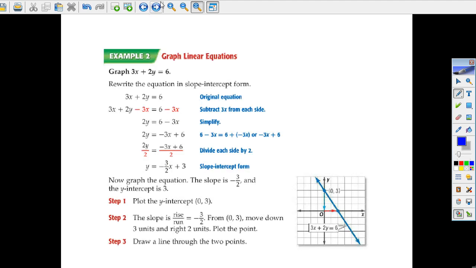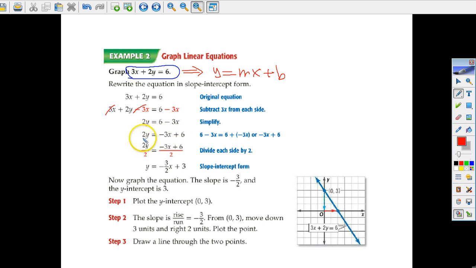Alright, welcome back. So graph linear equations. Graph 3x plus 2y equals 6. Now, that's not in slope-intercept form. So I'm going to rewrite the equation in slope-intercept form. I want this to look like y equals mx plus b. In order to do that, I'm going to move everything else so only y is on the left. So I'm going to subtract 3x on each side first. Now I'm left with 2y equals 6 minus 3x.